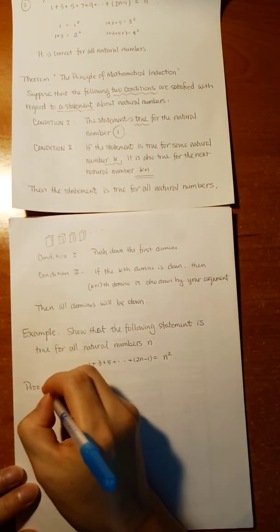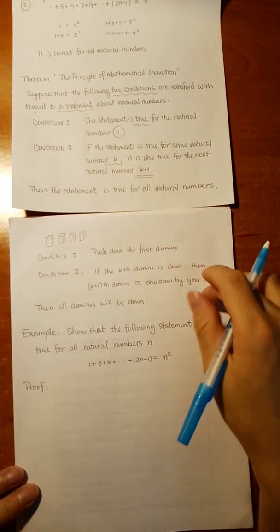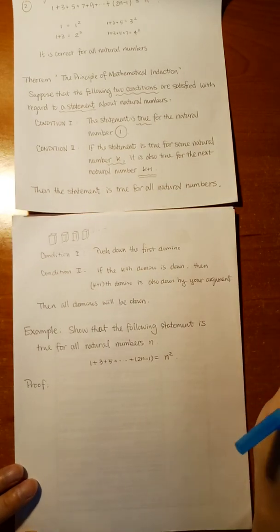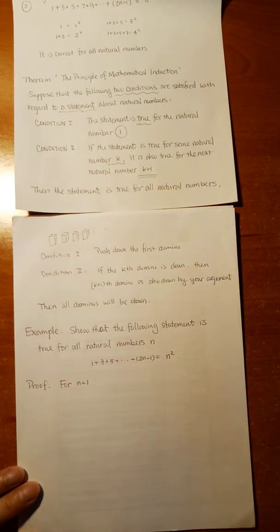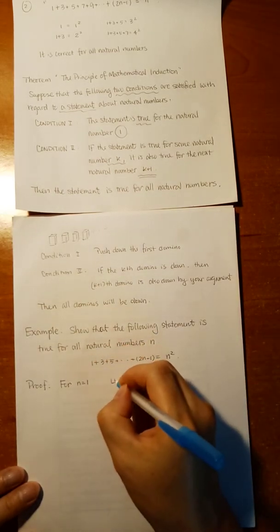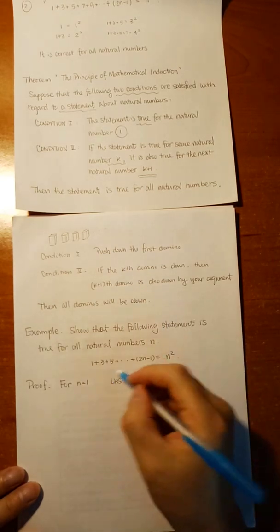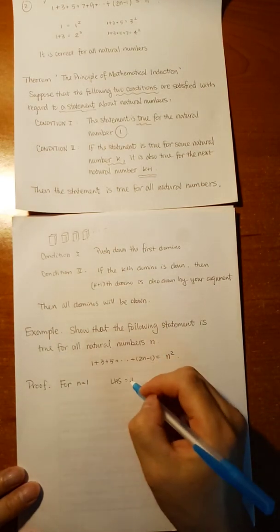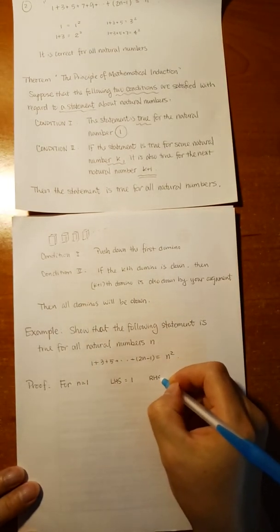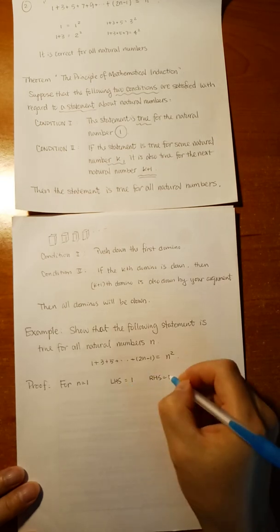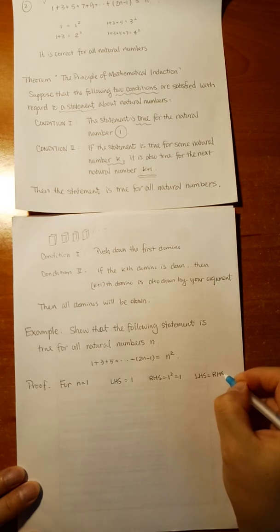Okay, let's see the proof. We have to verify two conditions: condition 1 and condition 2. We have to push the first domino, the first domino for n equal to 1. Let's check the left hand side: the first n odd integers, the first one odd integer. The left hand side is 1. The right hand side is n squared, n is 1, so 1 squared is equal to 1. So the left hand side is equal to the right hand side.